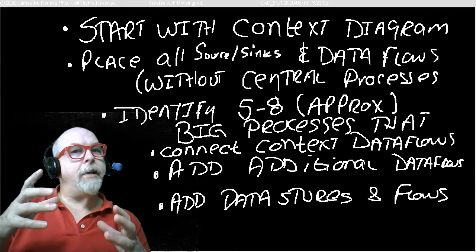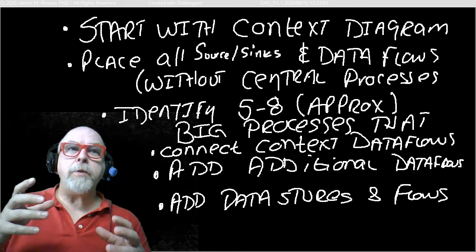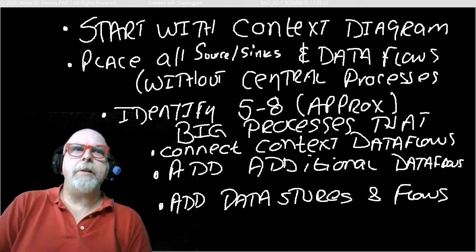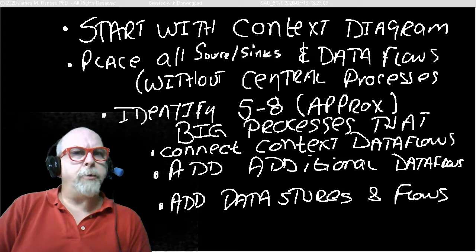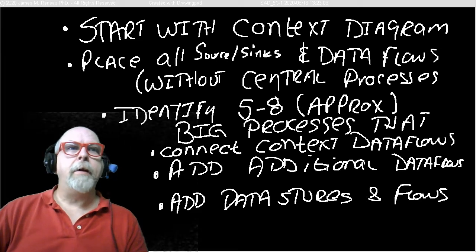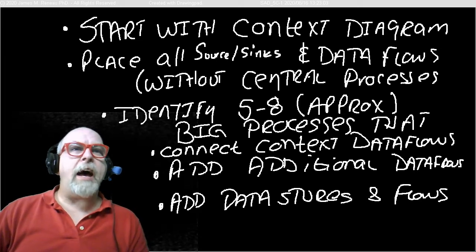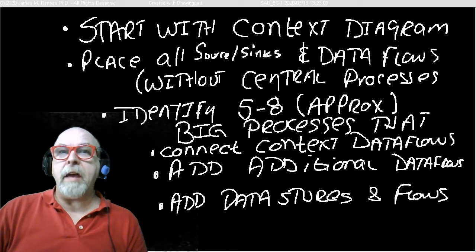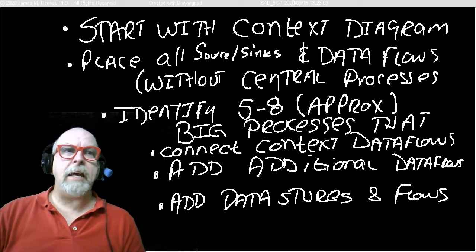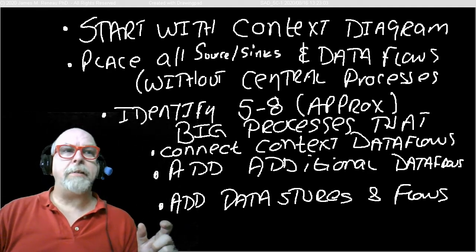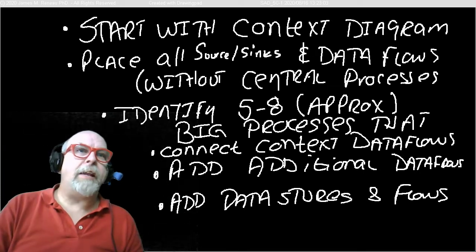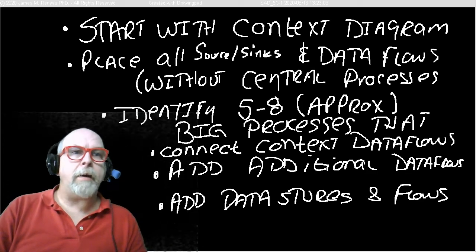So we're going to start with the context diagram, and what I suggest you do is you take all of the sources and sinks, all of the entities you've defined on the context diagram and their data flows, and put them on a new blank document. In other words, just delete the system in the middle. Then identify 5 to 8, maybe a few more, maybe a few less, but typically somewhere in the range of a little less than 10 of the big processes that deal with all the data flows from the context diagram.